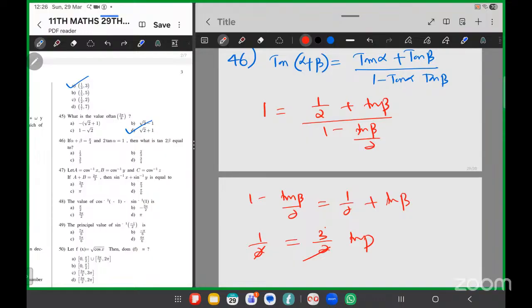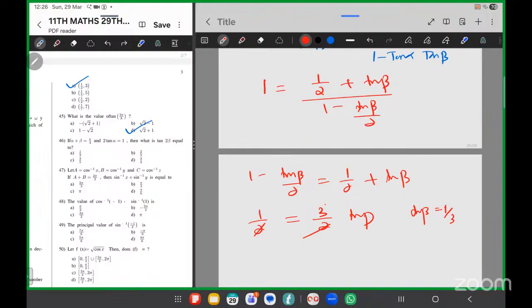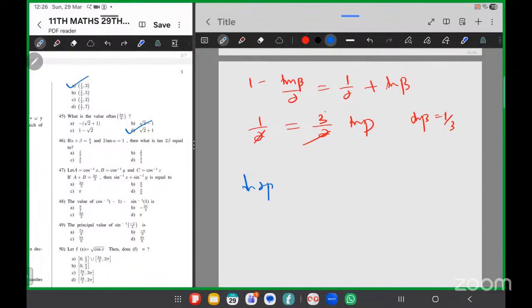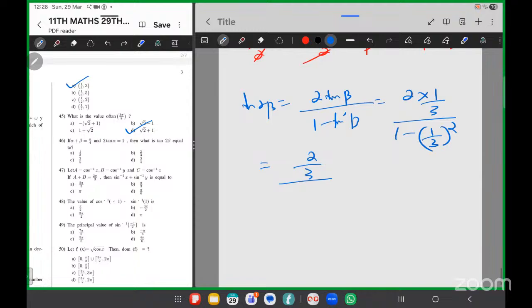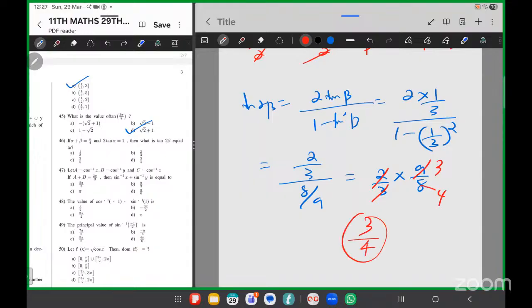So tan beta equal to 1 by 3. To calculate tan 2 beta, we write 2 tan beta divided by 1 minus tan square beta. So 2 into 1 by 3 divided by 1 minus 1 by 3 square. So 2 by 3 divided by 8 by 9, which is 2 by 3 into 9 by 8. The 3 gets cancelled, and the answer is 3 by 4. So option D is the correct answer. Question number 46, option D.